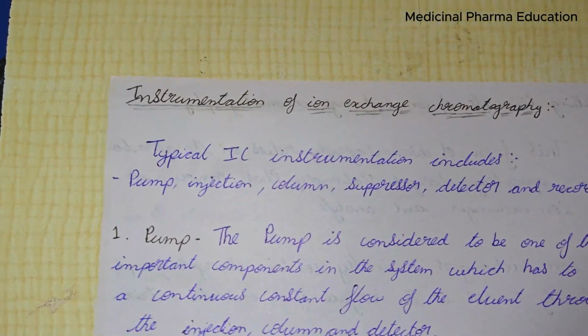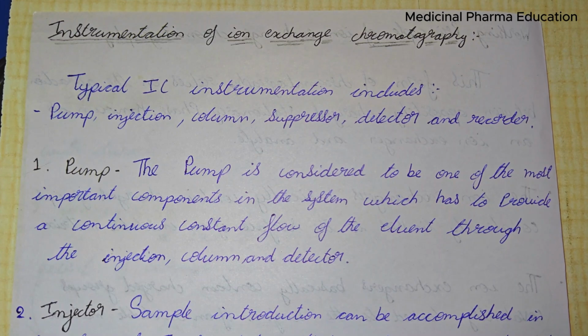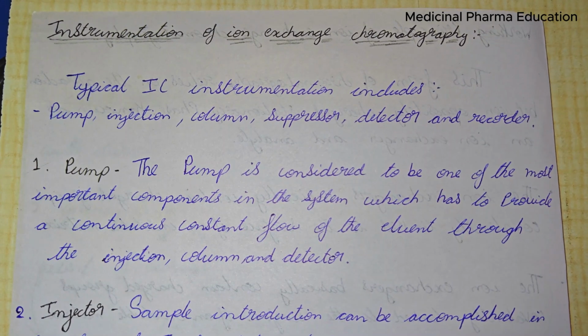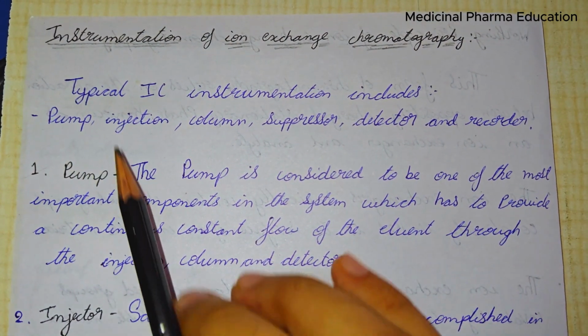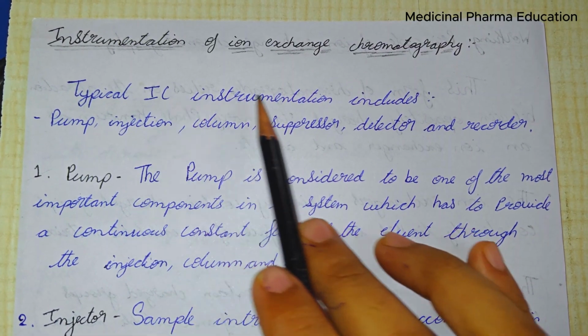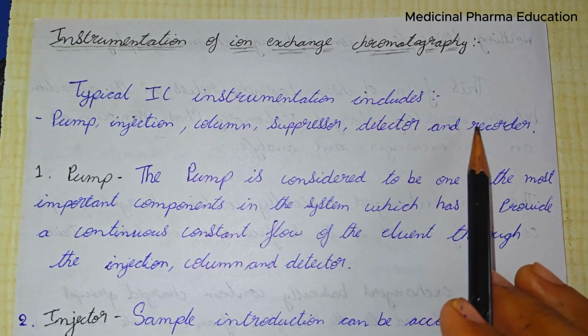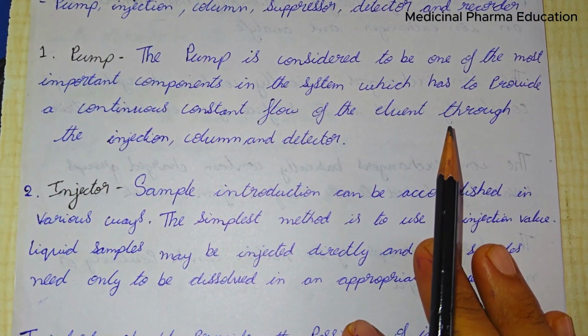Next, instrumentation. Ion exchange chromatography instrumentation is not important, but if they ask, you have to be ready to write. Typical ion exchange chromatography instrumentation includes pump, injection, column, suppressor, detector, and recorder. Okay, we'll discuss each one by one.